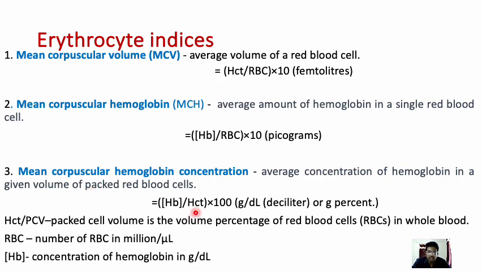But here the hematocrit or the PCV comes as the denominator. So this is important. In MCHC, mean corpuscular hemoglobin concentration, the hematocrit will come as the denominator. And you will get the result in gram per deciliter or gram percentage. Here the RBC concentration will be in millions per microliter, hemoglobin concentration will be gram per deciliter, and hematocrit or the PCV is the packed cell volume, the volume percentage of the red blood cells.